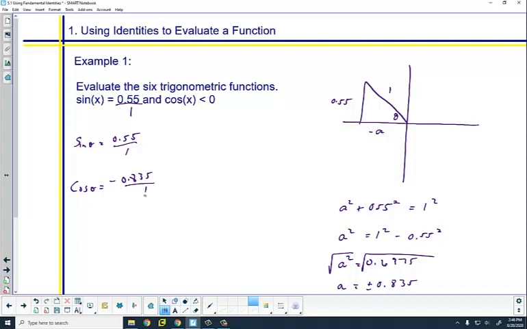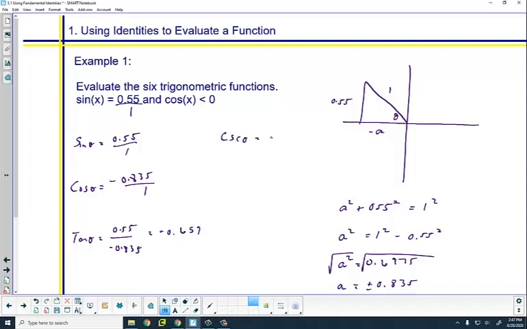0.835 over 1, because it's adjacent over hypotenuse. From here, it's really not too bad. We've got tangent theta. We can do sine over cosine. We can do 0.55 over negative 0.835. So 0.55 over that, we get negative 0.659. And the rest of these are just the reciprocals.